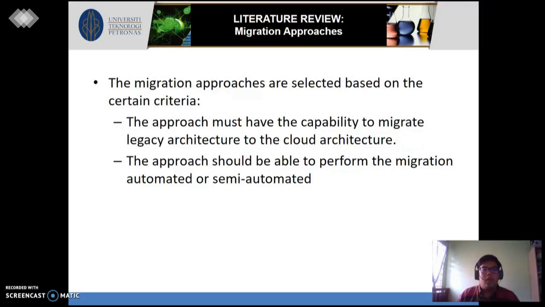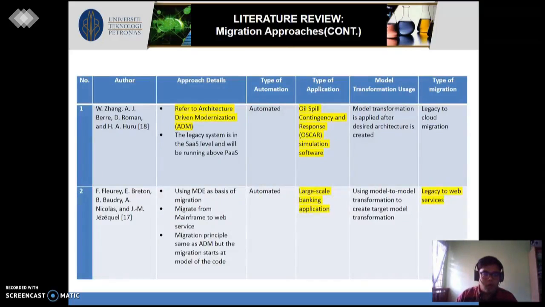Next, I will present the literature review section on migration approaches. The migration approaches are selected based on certain criteria. The approach must have the capability to migrate legacy architecture to cloud architecture. The approach should be able to perform the migration in an automated or semi-automated way. So these are the literature reviews that I have done up until now.